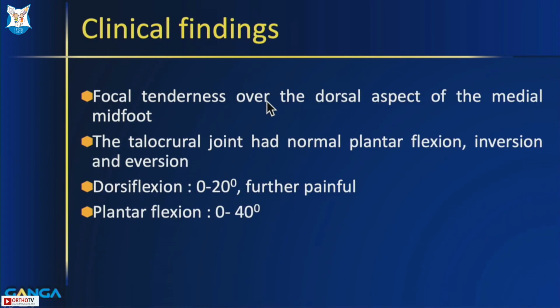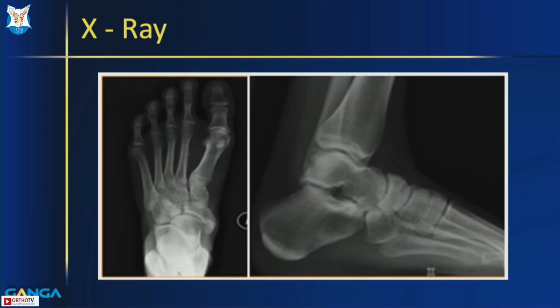On examination, there was focal tenderness over the dorsal aspect of the medial midfoot. The talocrural joint had normal plantar flexion, and inversion and eversion were normal. Dorsiflexion was a little restricted. She had movements of about 0 to 20 degrees, and further movements were painful. Plantar flexion was about 0 to 40 degrees. So this was the X-ray of this patient.